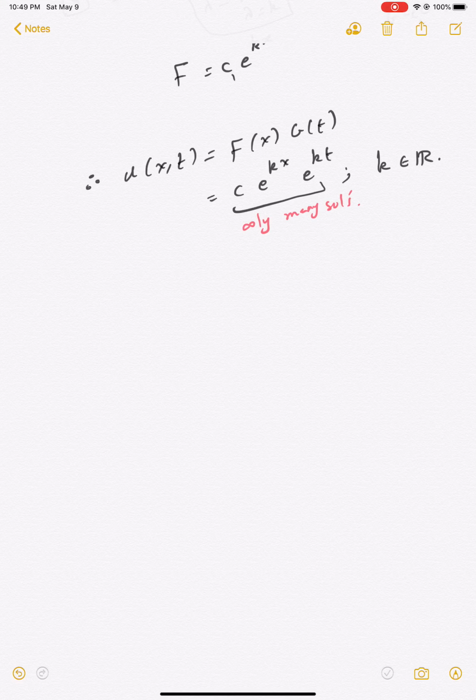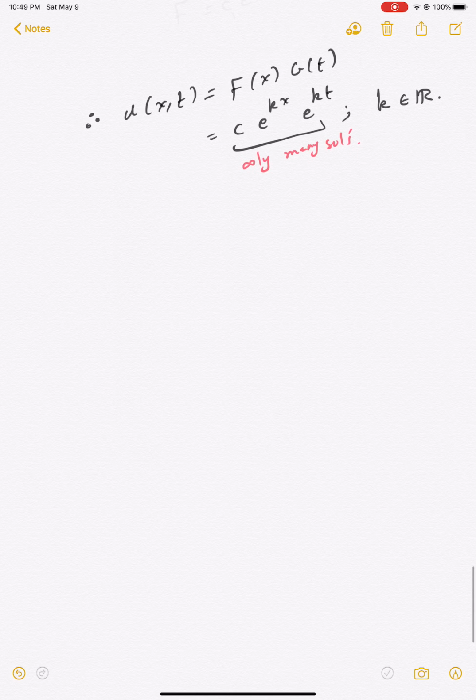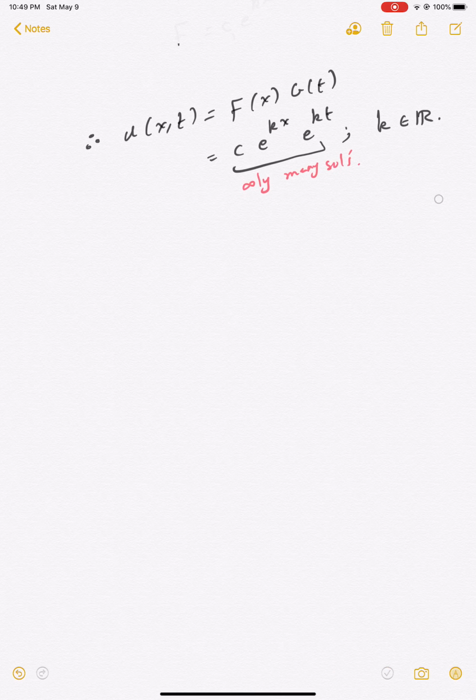Last time we started this method, we solved this easy example, and we promised to continue with a more elaborate example, that's the wave equation. So today we start the wave equation.